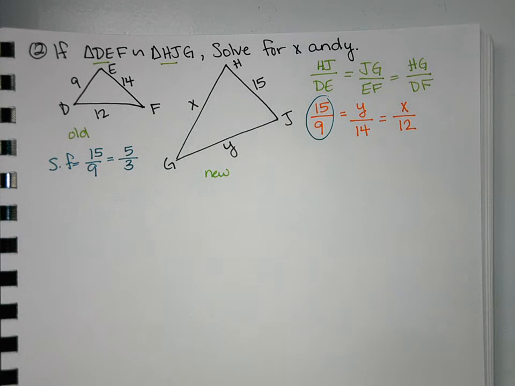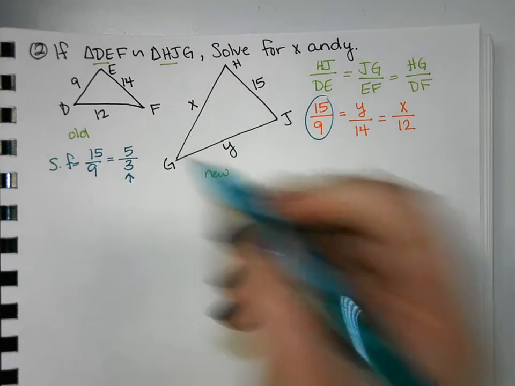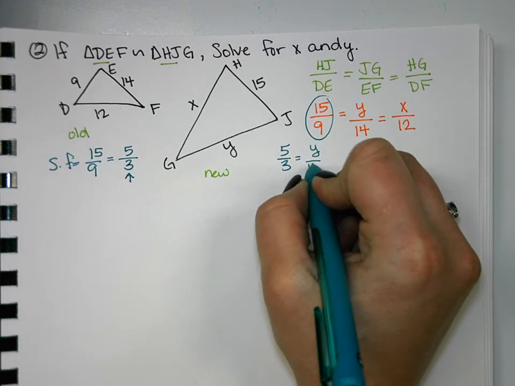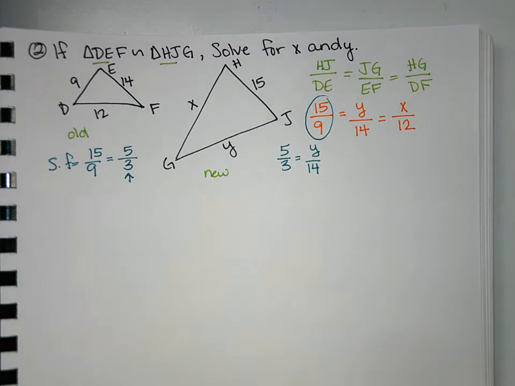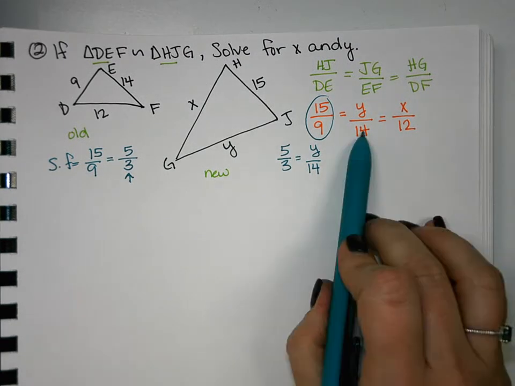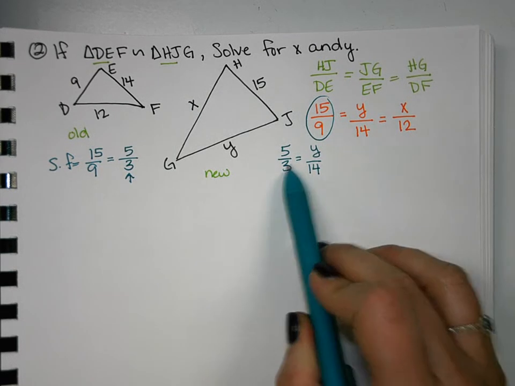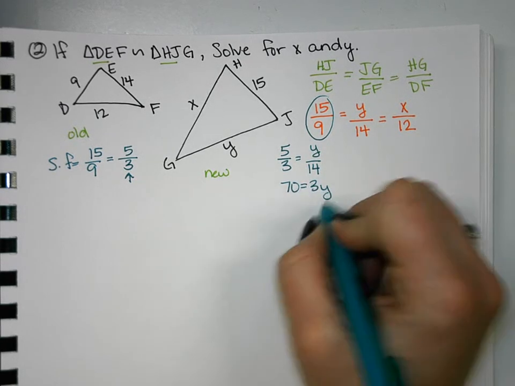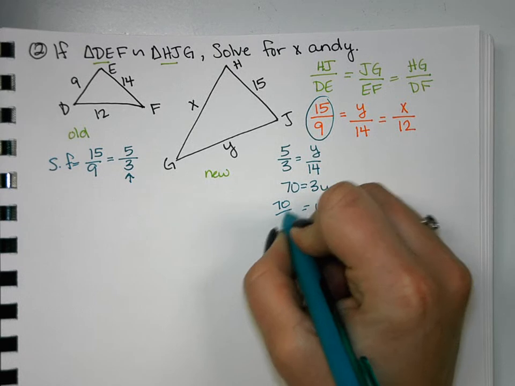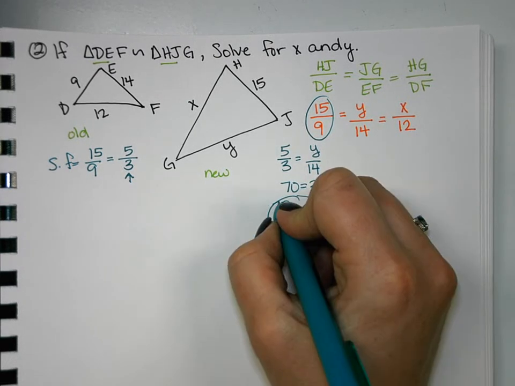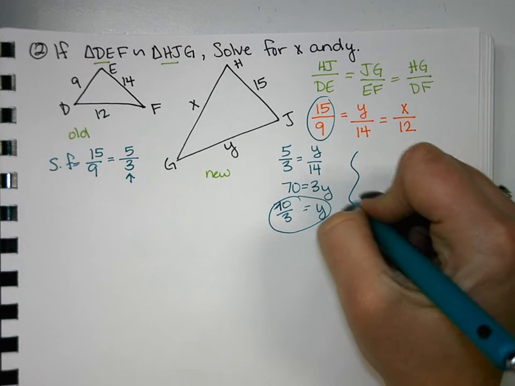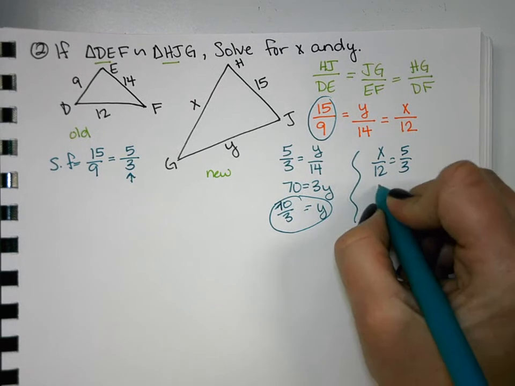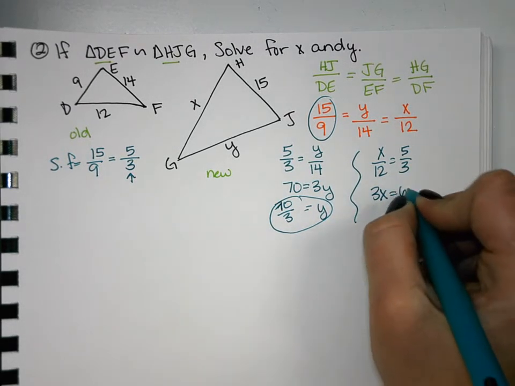So then we're going to use this scale factor, 5/3, and we know that it has to equal y over 14. So we're going to set each one of these fractions that has a variable equal to the scale factor. Cross multiply, and then divide by 3, we get y is 70 over 3. Do the same thing with x. And we get 3x equals 60, or x is equal to 20.